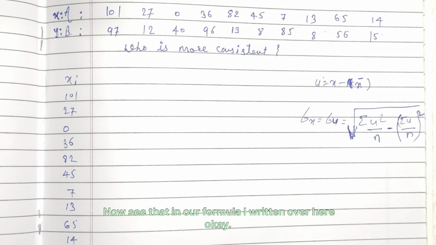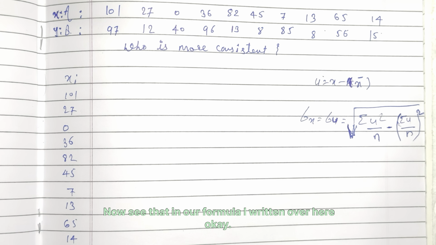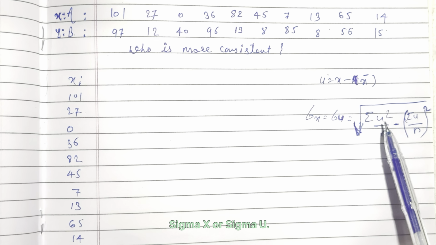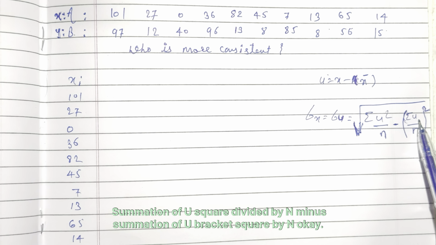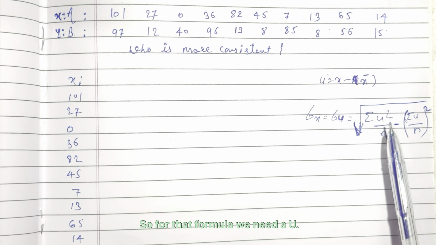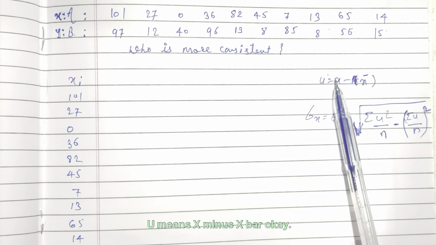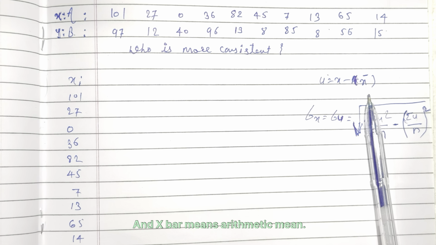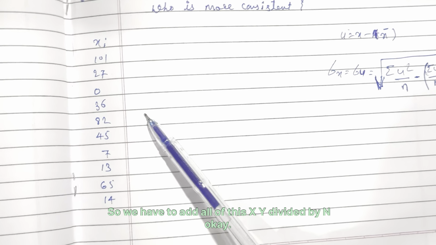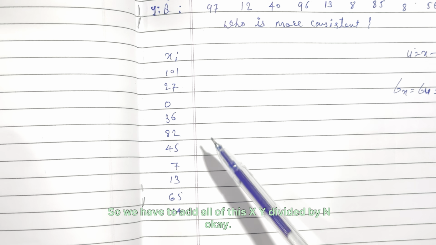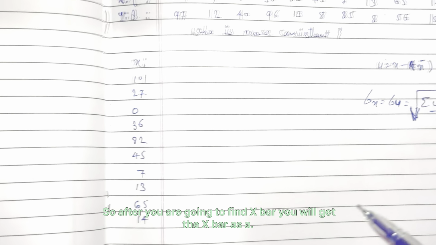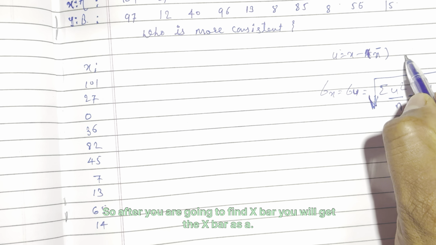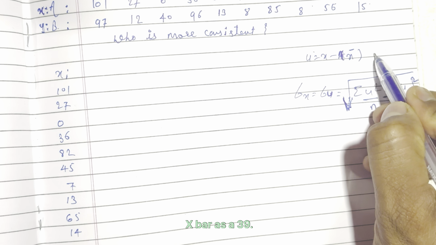Now see that in our formula I wrote over here sigma x or sigma u as the square root of summation of u square divided by n minus summation of u, bracket squared, by n. For that formula we need u. U means x minus x bar, and x bar means arithmetic mean. Arithmetic mean means we add all of these xi divided by n. After you find x bar, you will get x bar as 39.